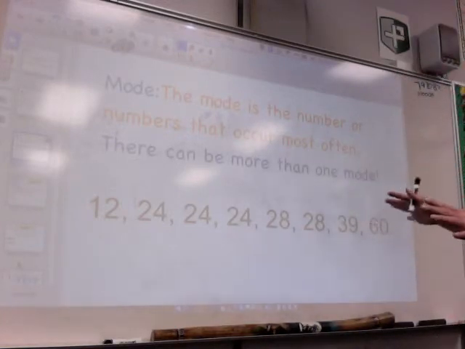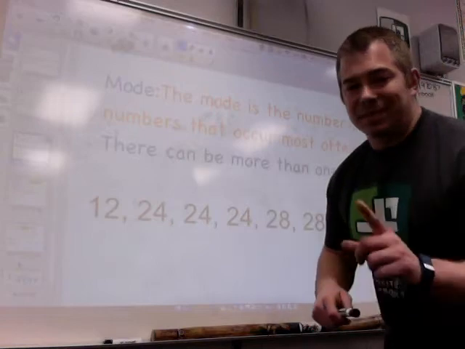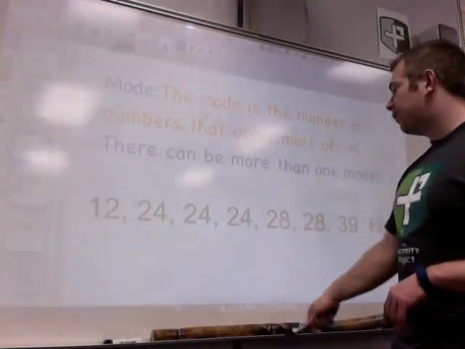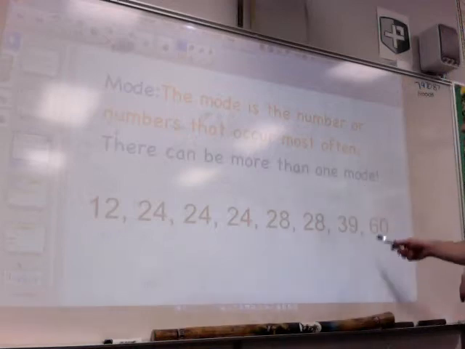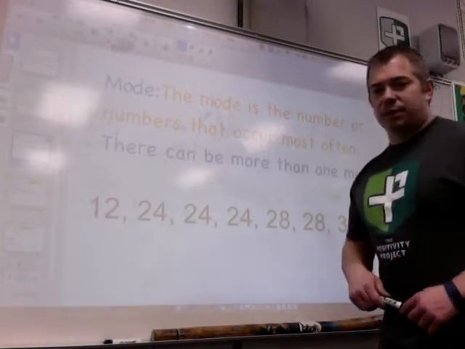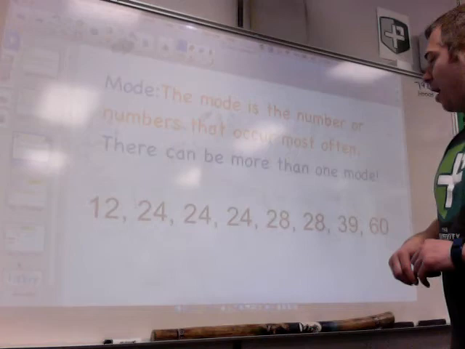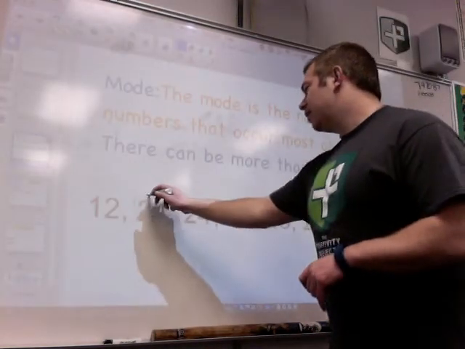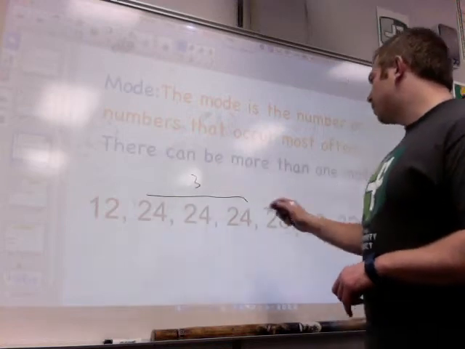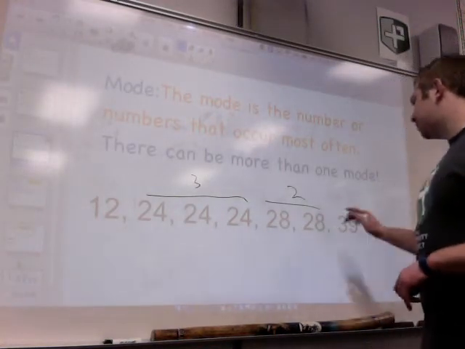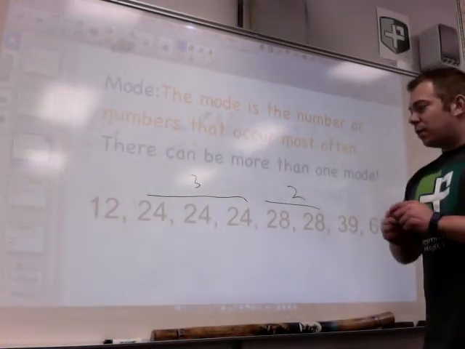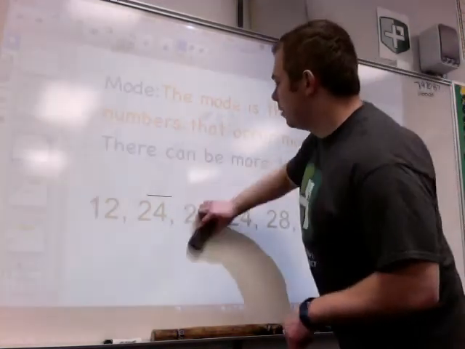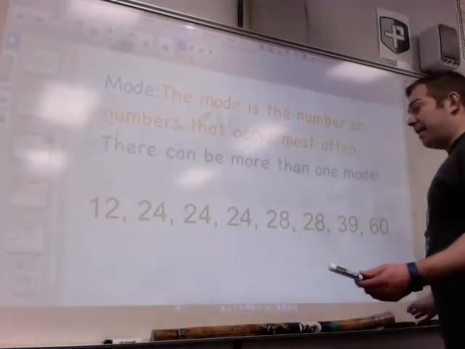So what is the mode of these numbers? Once again, ordered from least to greatest: 12, 24, 24, 24, 28, 28, 39, 60. Not great test scores, but who knows what these numbers are about. So the number that I see most, I see only 1 12, I see 3 24s, 2 28s, and the rest only have 1 as well. So my mode for this situation would be 24. Mode equals 24.